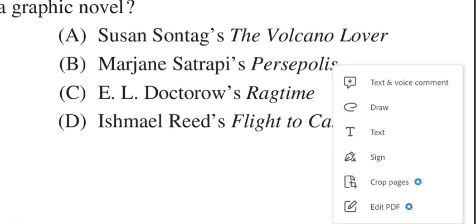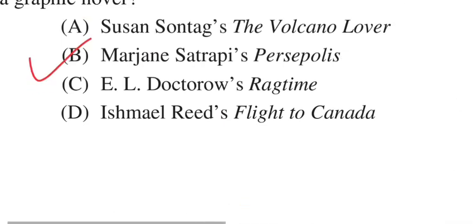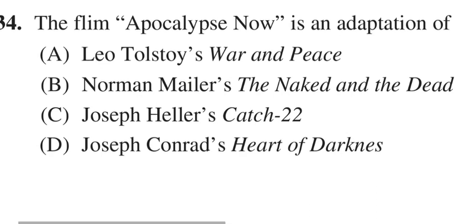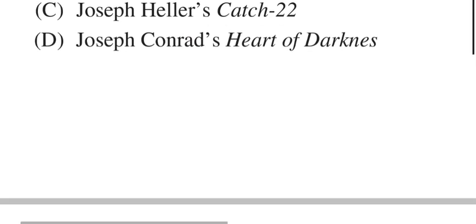Marjane Satrapi's Persepolis. Next question is 34. The film Apocalypse Now is an adaptation of what? Leo Tolstoy's War and Peace, Norman Mailer's The Naked and the Dead, Joseph Heller's Catch-22, Joseph Conrad's Heart of Darkness. All these writers are very important. You must know about them, what they have done, and how their writings have had an impact. The correct answer of 34 will be number D, that is Joseph Conrad's Heart of Darkness.